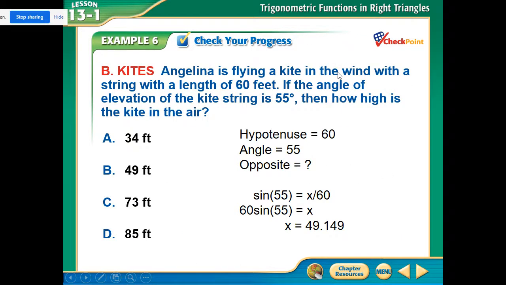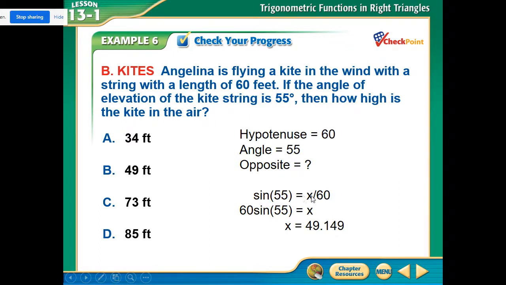Angelina is flying a kite. Her string length is 60 feet. If the angle of elevation is 55 degrees, how high is actually the kite in the air? So if you're doing the kite, the hypotenuse is 60 with an angle of 55. And we want to know the opposite value. If you're standing here, the kite's up here. We want to know how high it is. So that's opposite. Opposite and hypotenuse means sine.